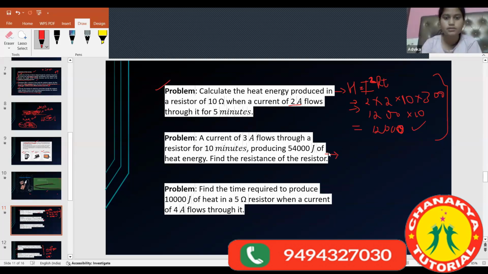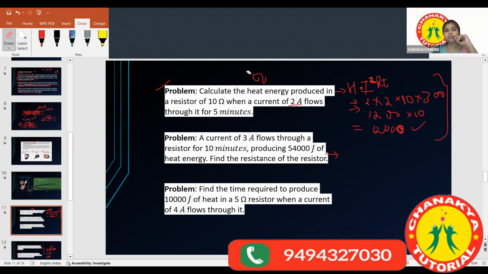I didn't convert the 5 minutes. Okay, then how did you get 10, dear? Everybody got 200. No, you got 10. 10 is somewhere else. Did you use this formula, H is equal to I square RT? Did you get confused by I square?